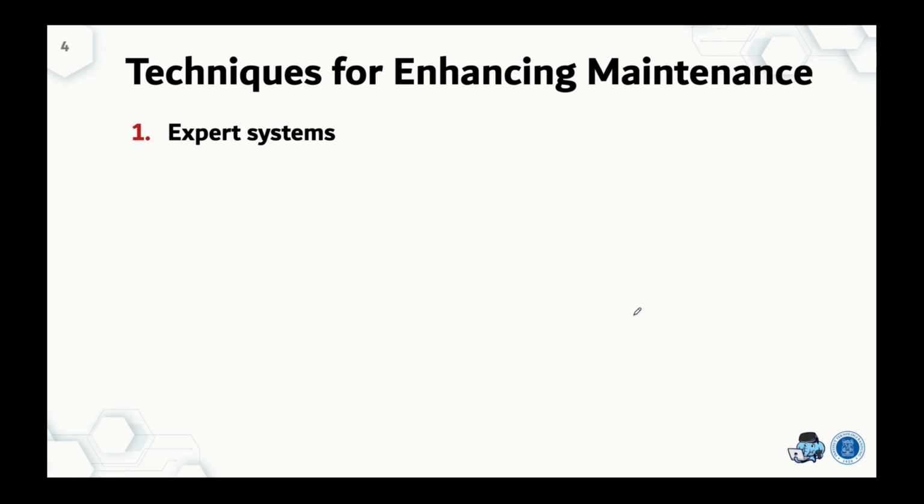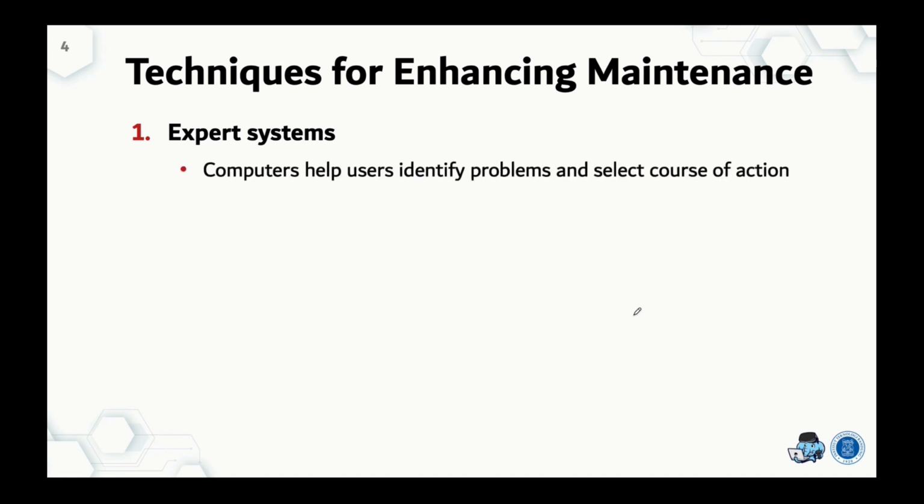The techniques for enhancing maintenance in total productive maintenance include the expert system, artificial intelligence and machine learning. With the help of a computer with a sophisticated algorithm, the user can identify the problem and select the action. For example, is there any correlation between the machine breakdown and the humidity, the temperature or the working hours? The expert system in this case can tell the user about the problem.